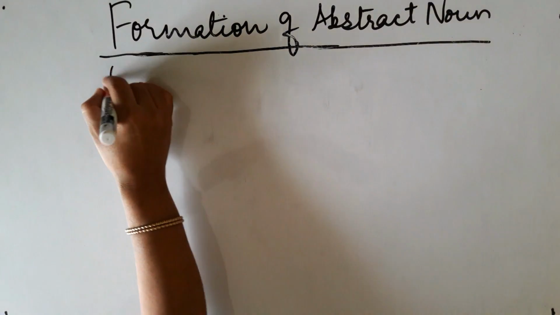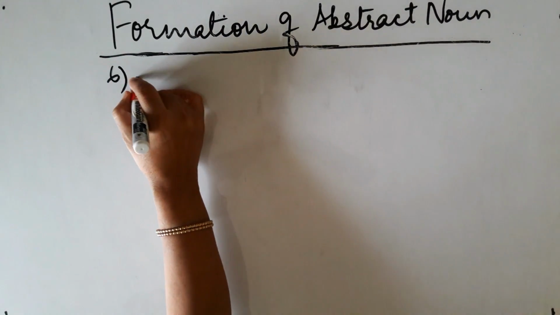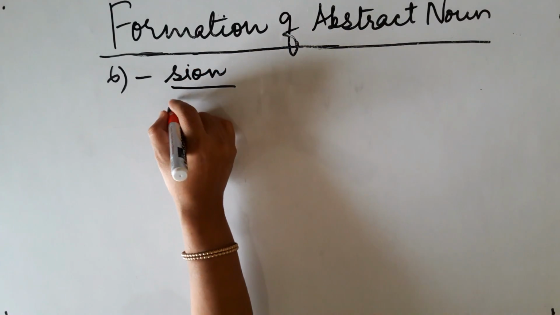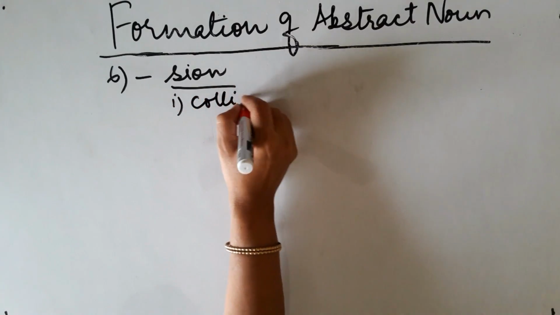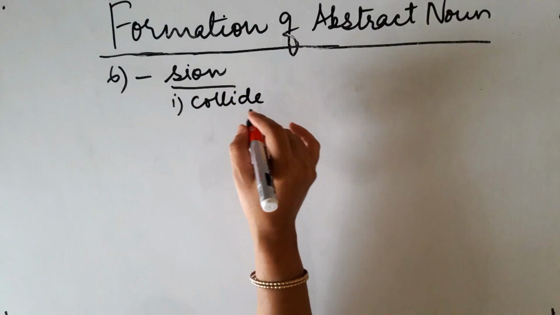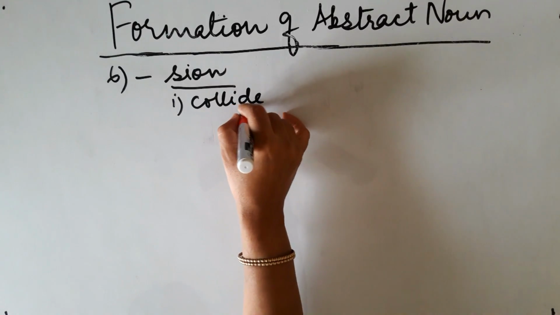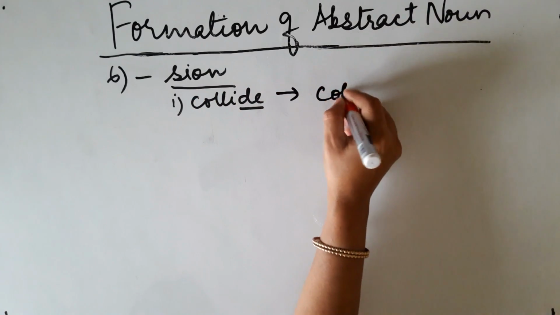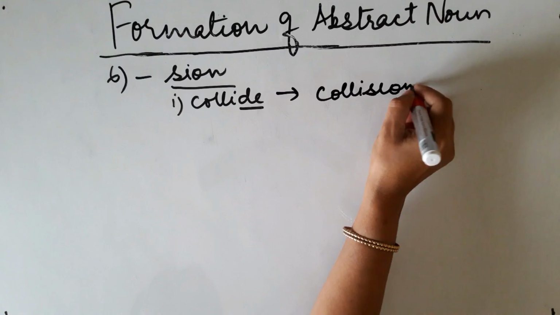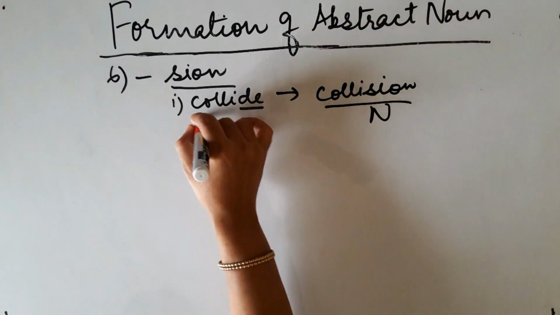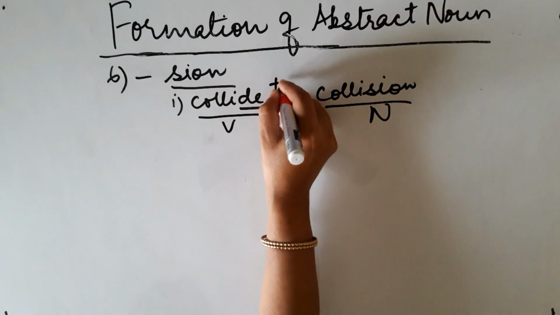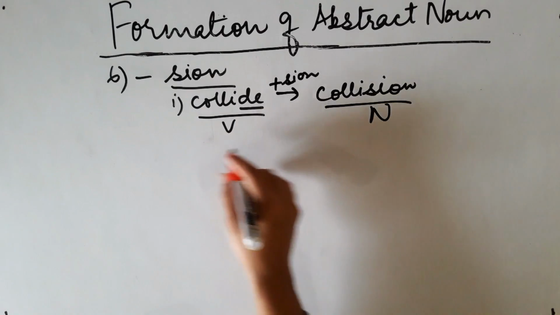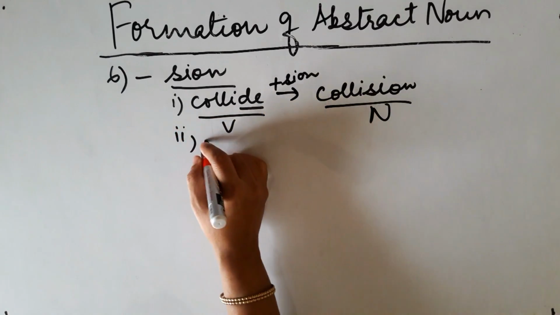So the next way of changing verbs into noun is now by addition of sion. So to the verbs like collide, here we will make a little change in the word. We will replace this de with the word sion. So it becomes collision, which is a noun. It was a verb. So simply by adding sion to this word, by replacing de, we will change it into noun.